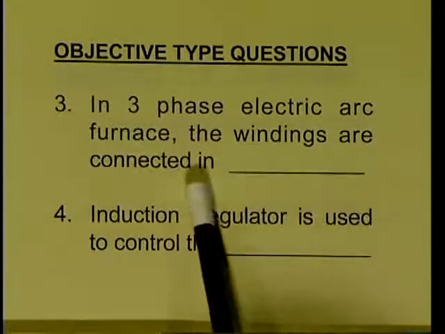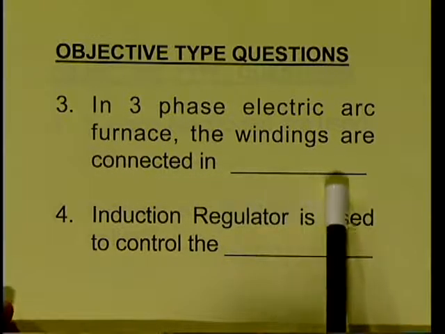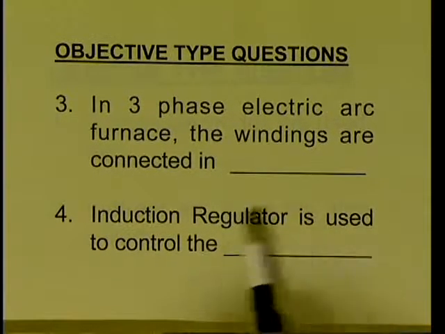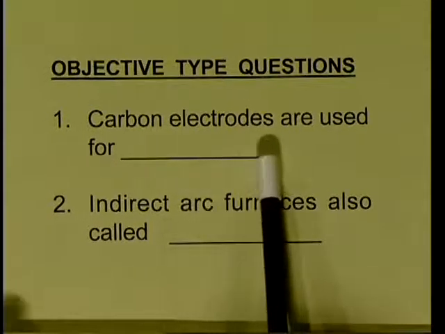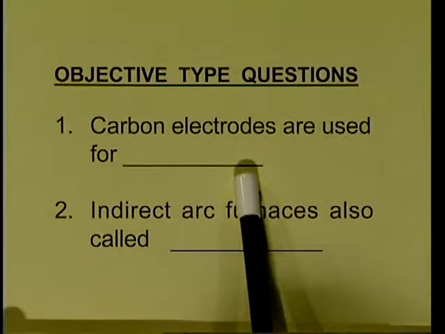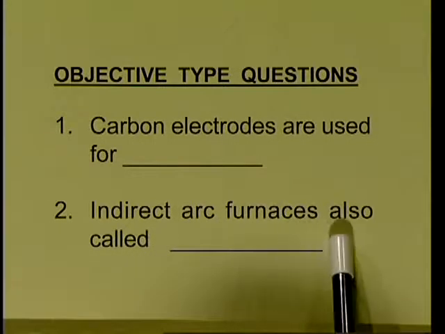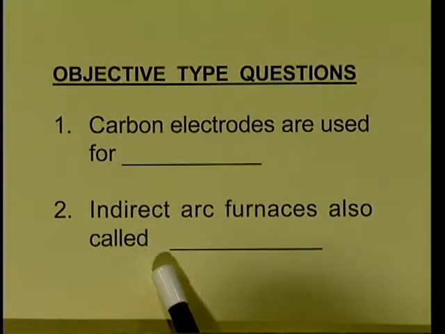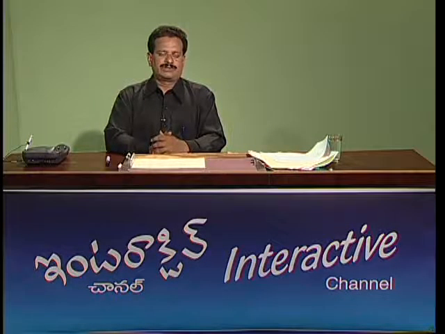Now let us see some questions and answers about this chapter. In a 3 phase electric arc furnace, the windings are connected in delta. You have seen the answer is delta. An induction regulator is used to control the furnace temperature, and carbon electrodes are used for low rating furnaces, because graphite is used for higher rating furnaces. Indirect arc furnaces are also called mechanically rocked arc furnaces. So these are the various systems.